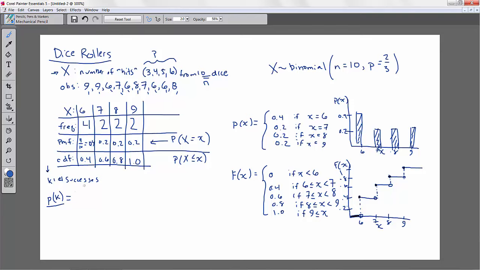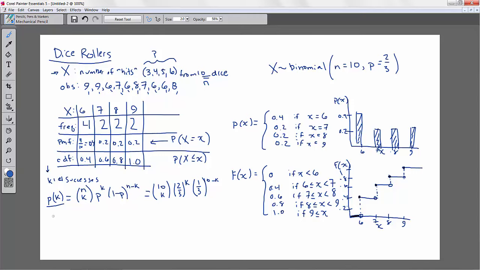The probability of achieving k successes is n choose k times the probability of success to the k power times 1 minus the probability of success to the n minus k power. So in our particular case, this is 10 choose k times 2/3 to the k power times 1/3 to the 10 minus k power.